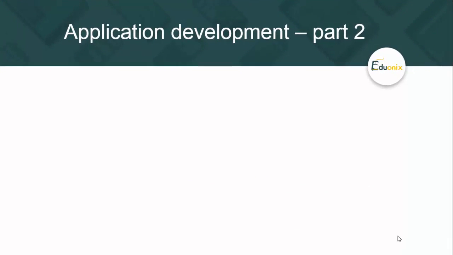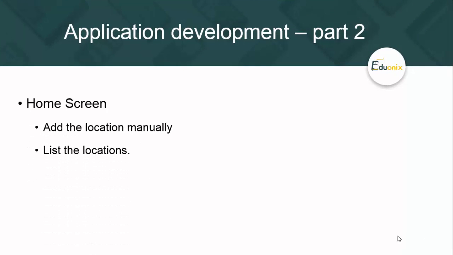We will implement the following functionalities on the home screen. Manually add a location. List already added locations. On the next slide, we will learn how to manually add a location.